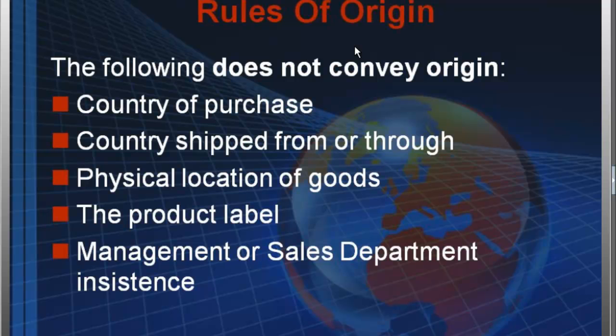Just because it is shipped through a particular country, of course, does not convey origin. The physical location of the goods does not convey origin. The product label can be misleading. That does not convey origin. Nor does management or sales department insistence that these goods are eligible for a tariff preference convey origin. You really need to verify that the goods are eligible for a tariff preference.